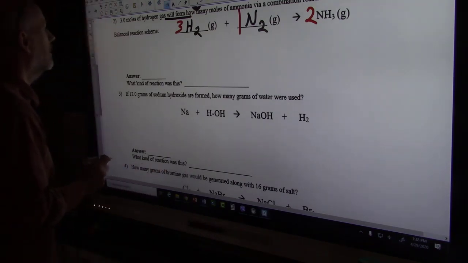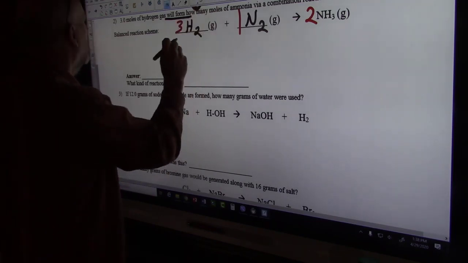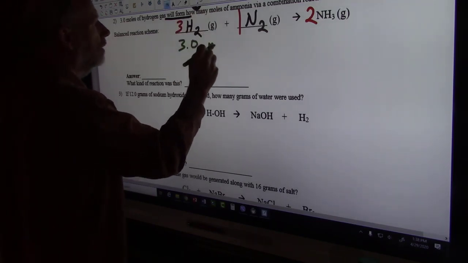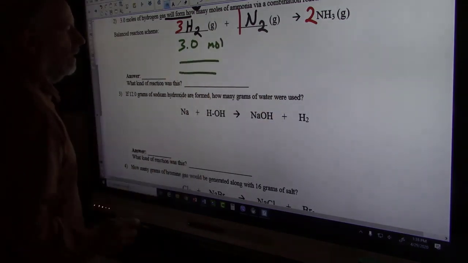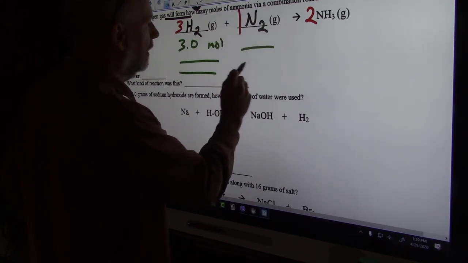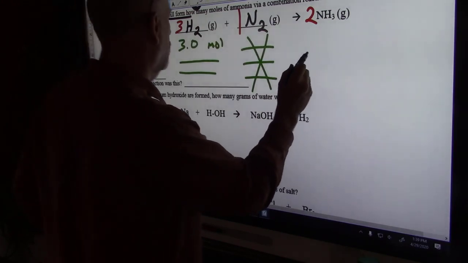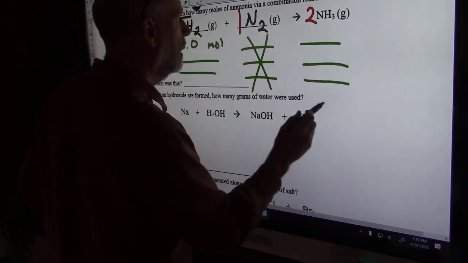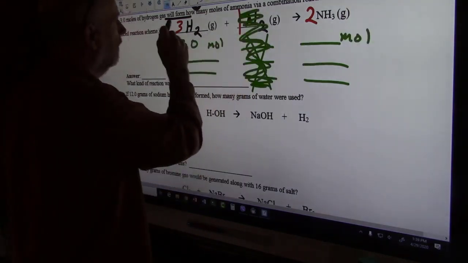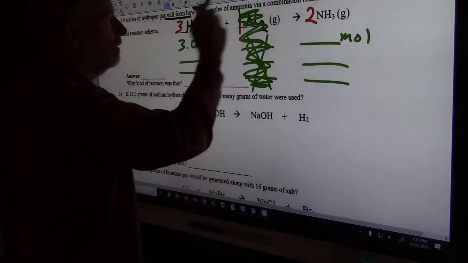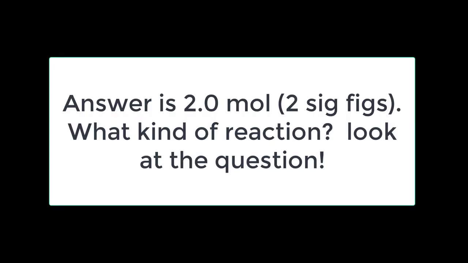Let's see what the question says. 3 moles of hydrogen gas. All right, so 3.0 moles will form how many moles of ammonia? Well, I don't need these right now. The question doesn't ask me anything at all about nitrogen gas, so I don't need to do those. It does talk about ammonia, so line, line, line. But the question says how many moles of ammonia will form. We have a 3 to 2 mole-to-mole ratio. 3 is to 2 as 3 is to X. It's really that simple.